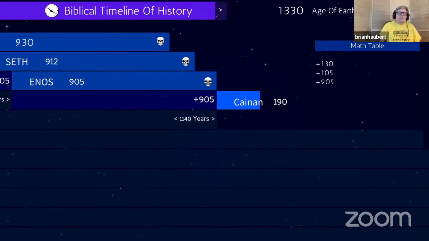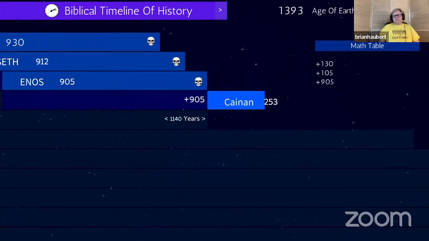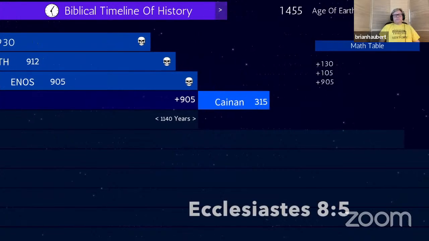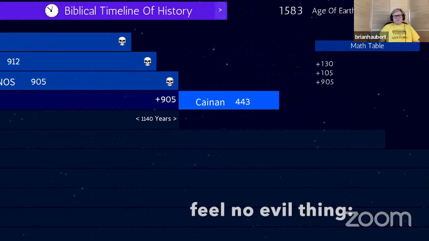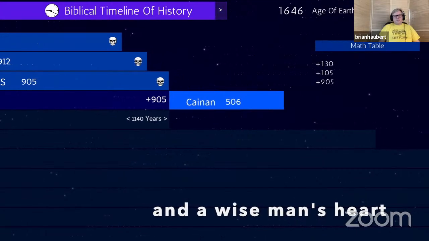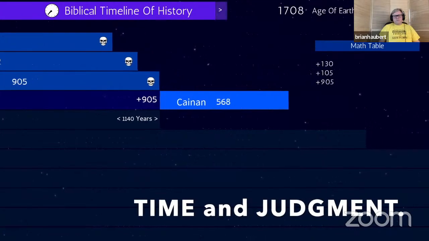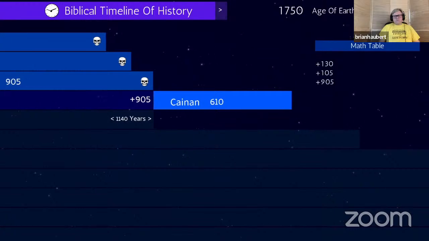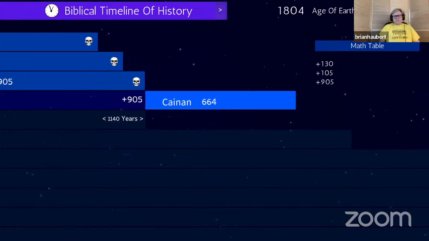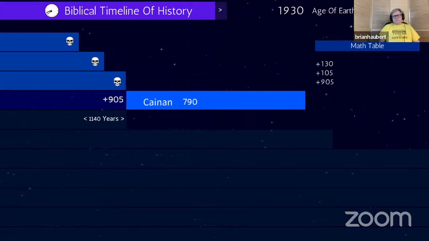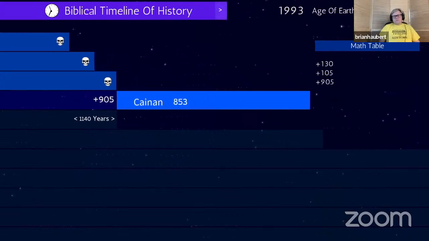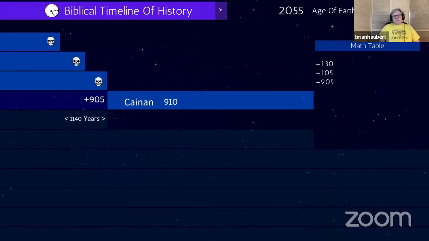Why should we invest time in learning about the biblical timeline of history? The answer can be found in Ecclesiastes 8:5. "Whoso keepeth the commandment shall feel no evil thing, and a wise man's heart discerneth both time and judgment." To comprehend the current time or season, understanding past biblical events is essential to understand when future events will occur that the Bible has prophesied about.